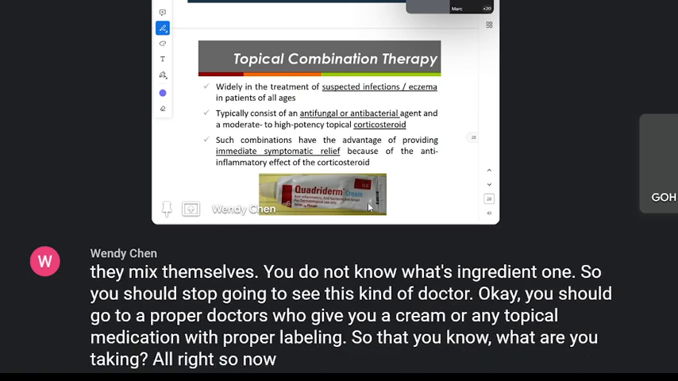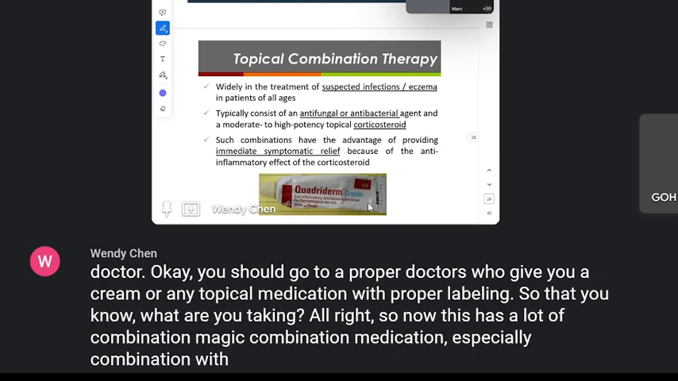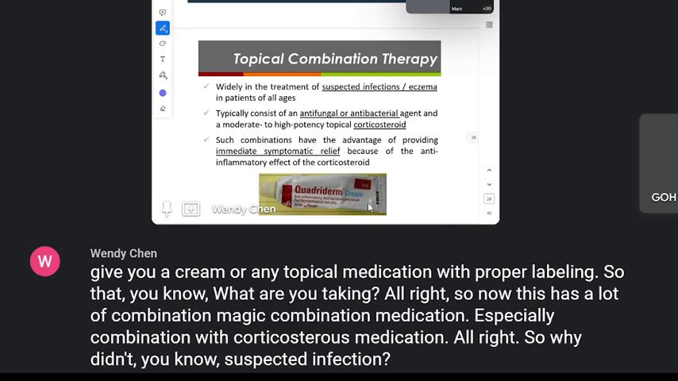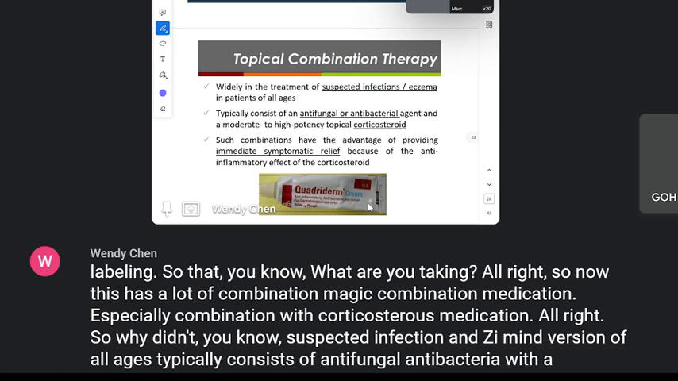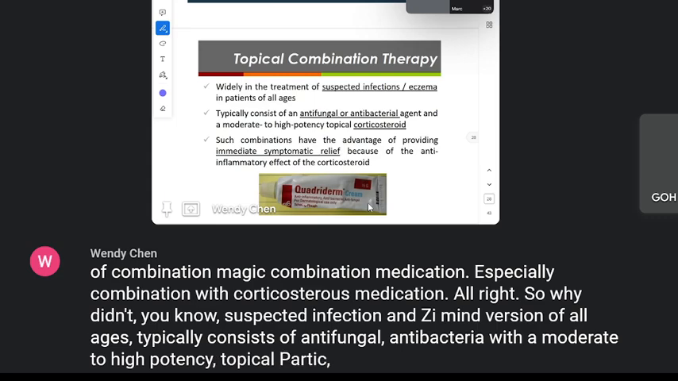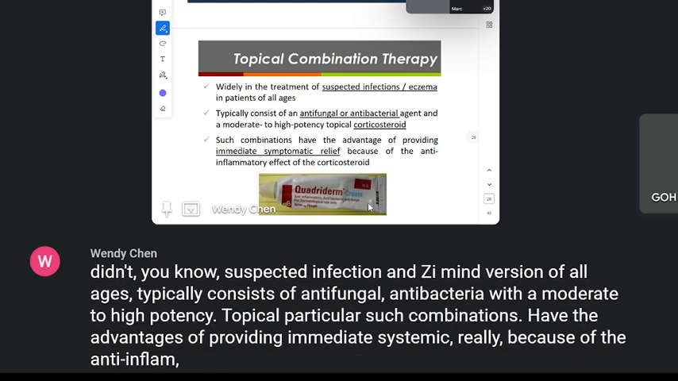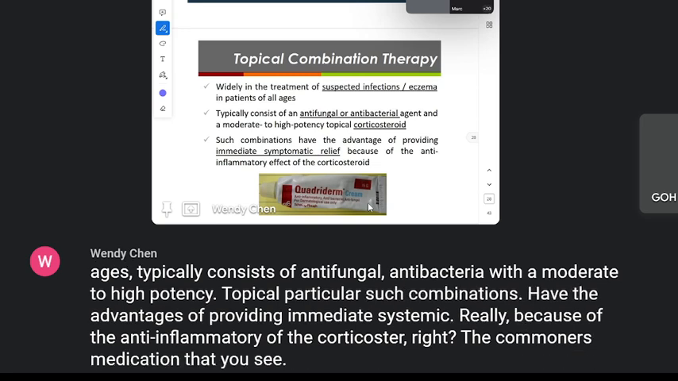So nowadays, there are a lot of combination medications, especially combined with corticosteroids, all right? Widely used in treatment of suspected infection and eczema in patients of all ages, typically consisting of antifungal, antibacterial with a moderate to high potency topical corticosteroid. Such combinations have the advantage of providing immediate relief because of the anti-inflammatory effect of the corticosteroid. The commonest medication that you see in this group will be your Fusicort.